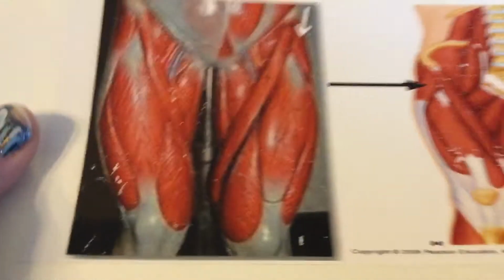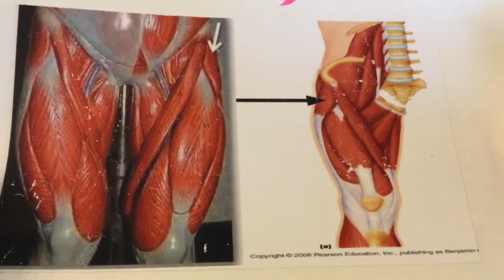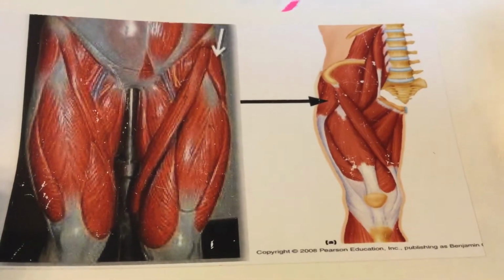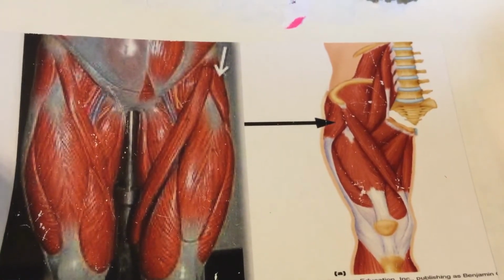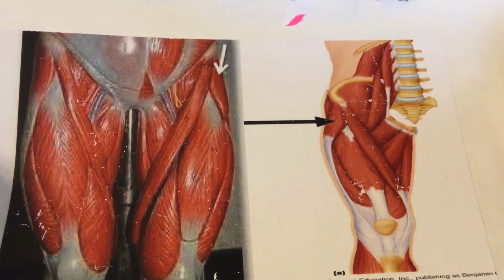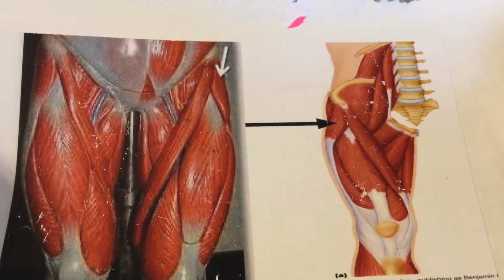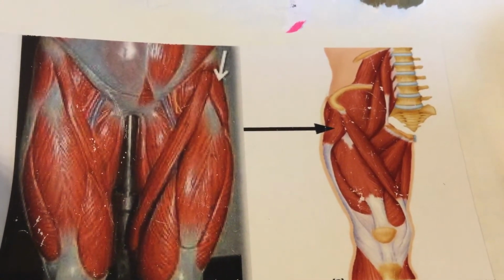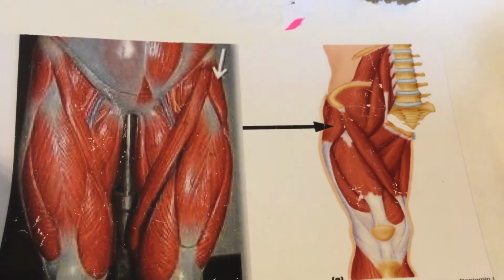Hello folks, we're going to start with muscles again. So this first muscle is pronounced many different ways. If you look it up, and I call it Tensor Fasciae Latae or Tensor Facility, you'll see it pronounced many different ways. So pronounce it however you want to pronounce it.